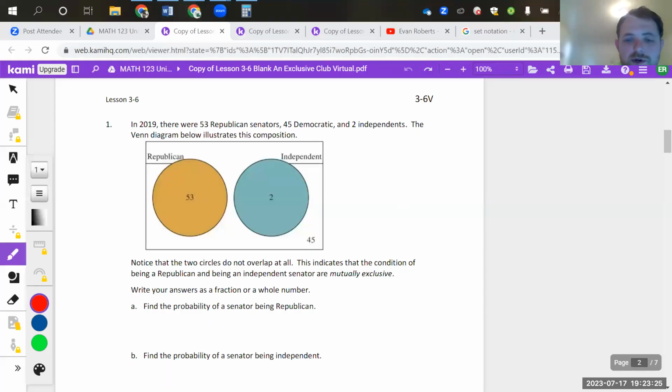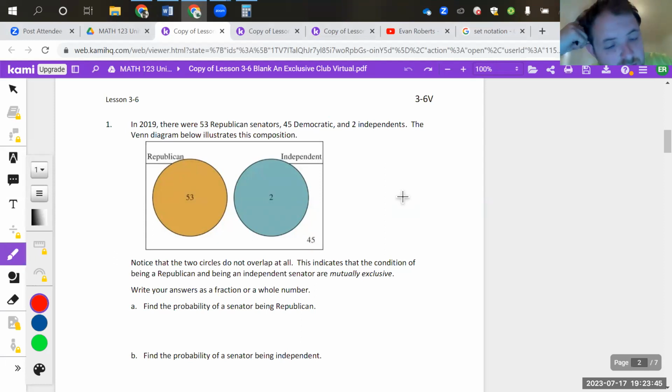The 45 in the corner would be referred to as the complement of this scenario, which would be something that's not a Republican and not an independent, which would mean that it's a Democrat, which again, there's 45 Democrats. So that's why the 45 is outside the two circles, but it's in the big rectangular box.